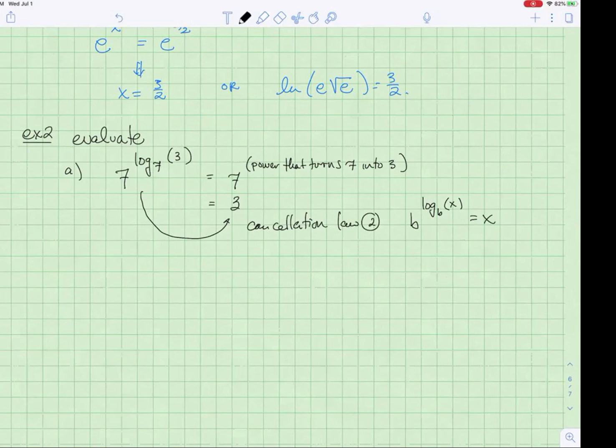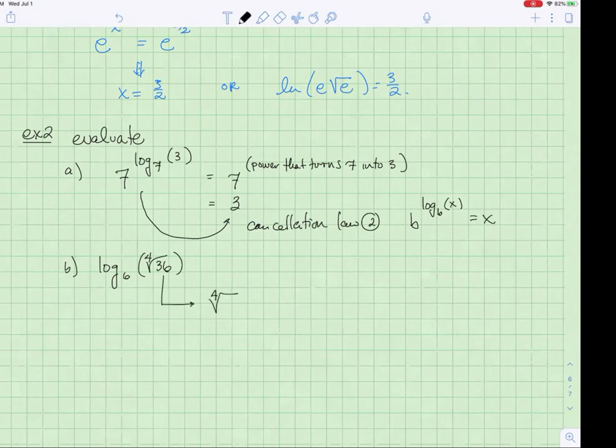Okay, what else? Oh, new idea here. I guess I should do a second one since I put A there. B. Log base 6 of the 4th root of 36. So what we should really do here is we should simplify this.